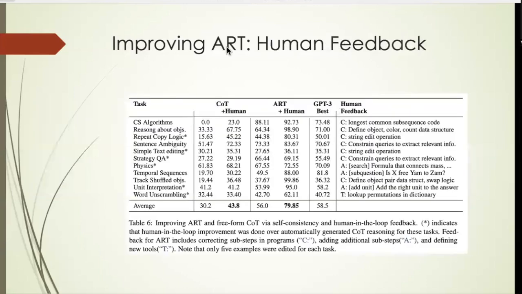And then of course they evaluate with human feedback. The human feedback is like you present the auto-generated programs to the humans, and the human is able to do all types of operations to correct the programs, right? They can correct the steps, add additional steps, or define new tools, etc. And then they are able to see chain of thoughts plus humans, ART plus humans. They are able to see a big improvement there.